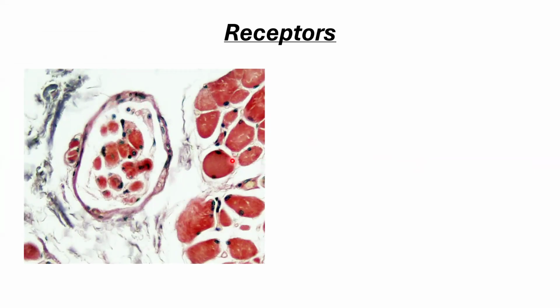You can see extrafusal fibers. This is a muscle spindle. You can appreciate the capsule, and inside it you have the intrafusal fibers. Extrafusal fibers are just normal skeletal muscle which you contract and relax normally, because you can appreciate here the nucleus on the periphery, it's cylindrical in nature, and they are multinucleated. They are found in the skeletal muscles.